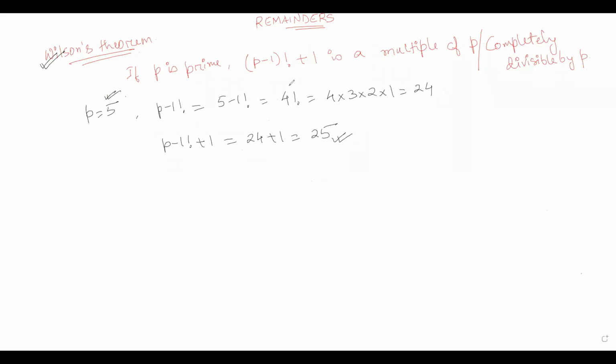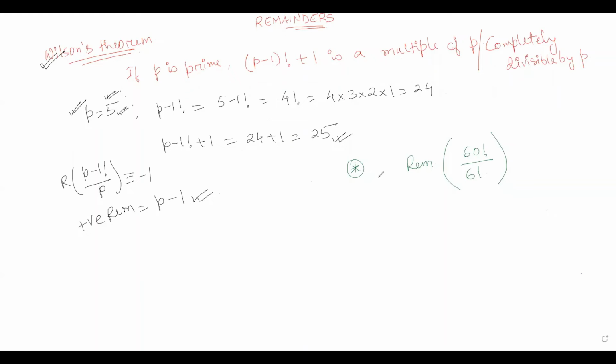So if p minus 1 factorial plus 1 is completely divisible by p, in that case, the remainder when p minus 1 factorial is divided by p would be minus 1. That is, the actual remainder or the positive remainder would be simply p minus 1. In this case also, when p was 5, then p minus 1 factorial, that is 4 factorial, which is 24, would give us a remainder of 4, that is 5 minus 1, when divided by 5.